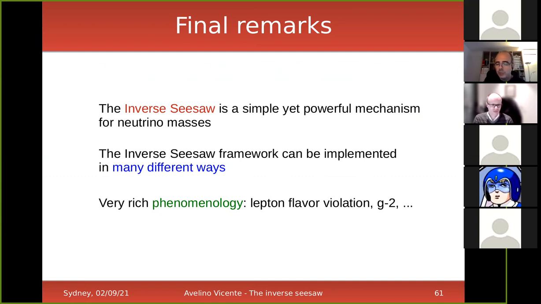And finally, with these 2 examples about lepton violation and g-2, I hope I convince you that the phenomenology is very rich. These are just 2 examples, the ones I'm more familiar with. That's why I selected them. But people have also studied LHC searches and many other things.